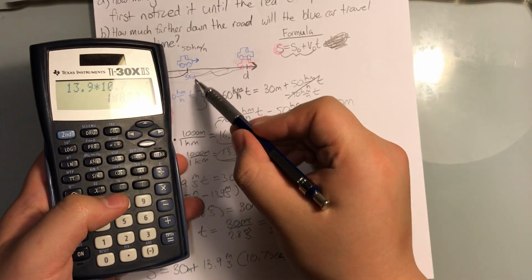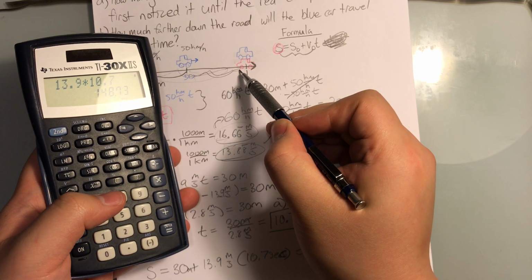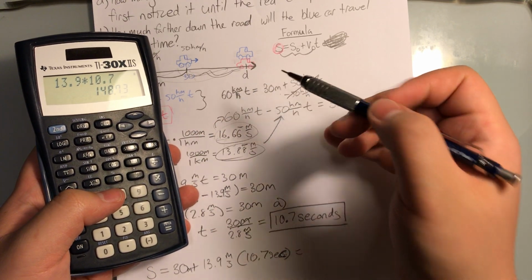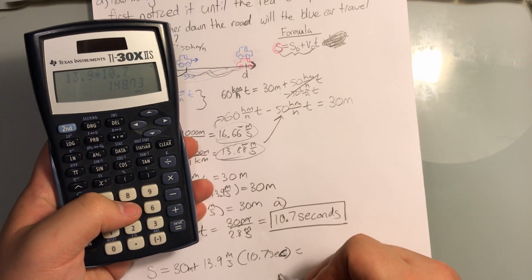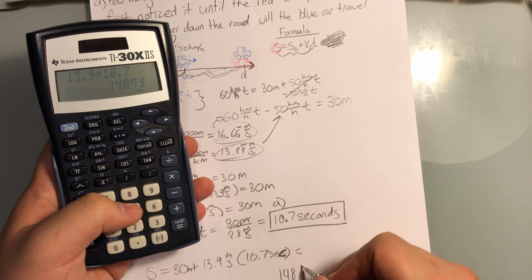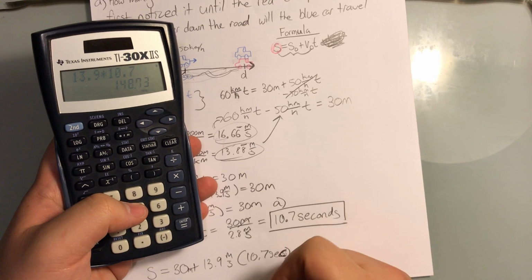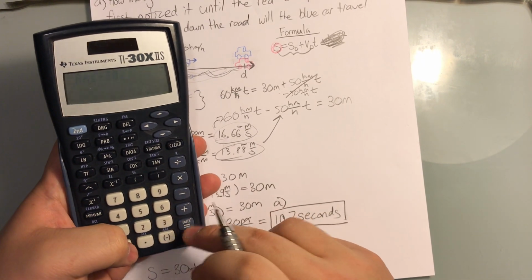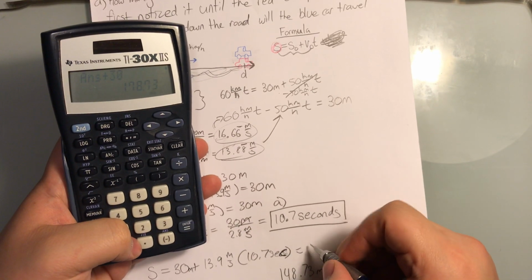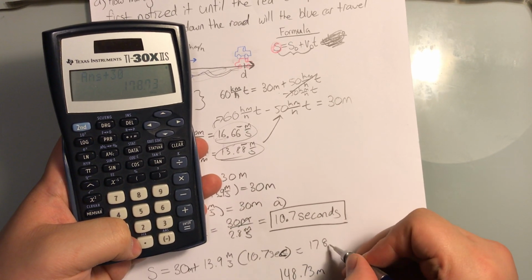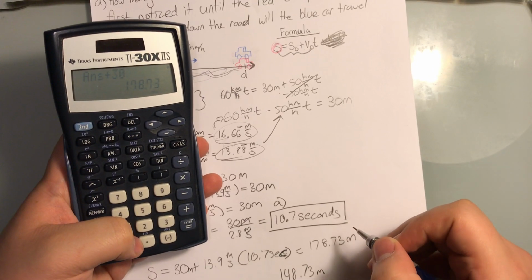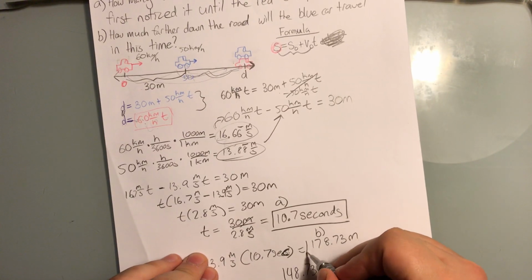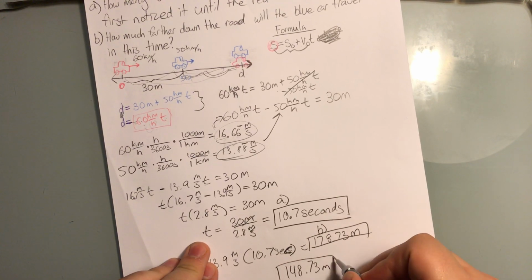So if I'm talking about just the distance traveled from 30 to D, then that would be 148.73 meters. And if we're talking about the total displacement, it's 178.73. And thus we have answered part B. I don't know which one it is.